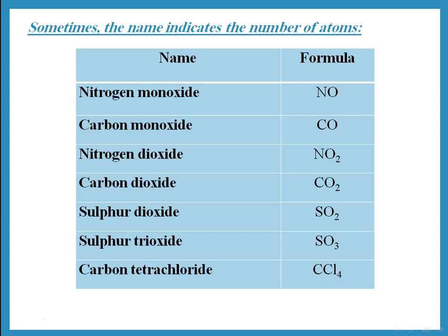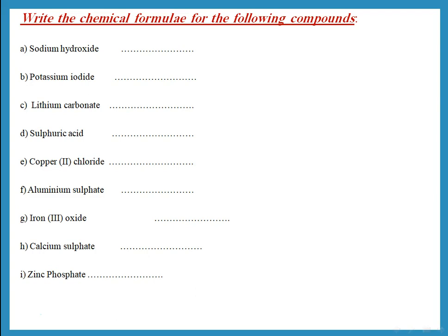Tetra something means 4. So carbon tetrachloride means carbon with 4 chlorines, and you do not apply the rule of valencies to this. Okay, so let's write chemical formulas very quickly to remind us. How do we write sodium hydroxide? Again, sodium is Na and hydroxide is OH. The valencies of each of them is 1. So this is how you write sodium hydroxide.